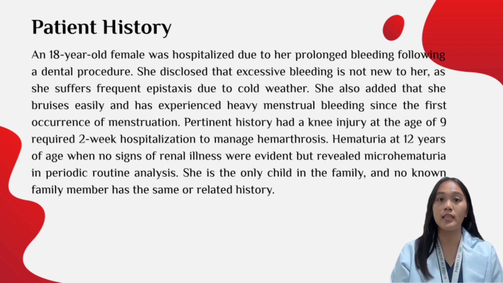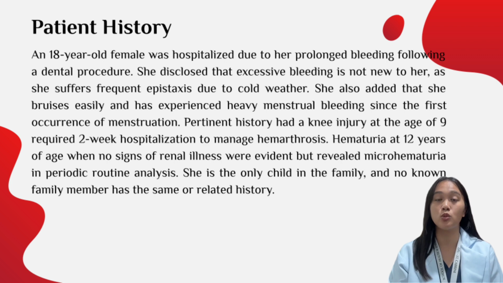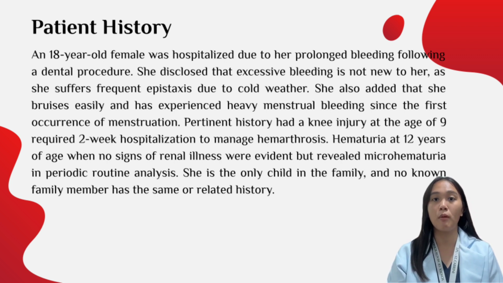Pertinent history: had a knee injury at the age of 9, required 2-week hospitalization to manage hemarthrosis. Hematuria at 12 years of age when no signs of renal illness were evident but revealed microhematuria in periodic routine analysis. She is the only child in the family and no member has the same or related history.